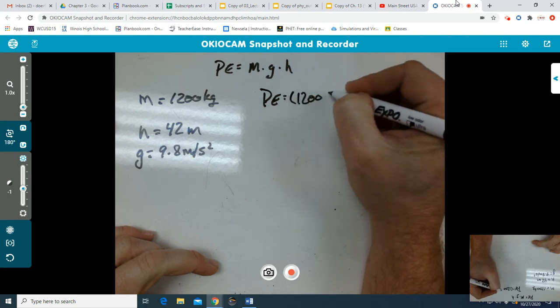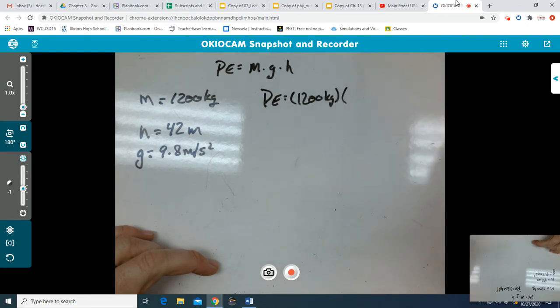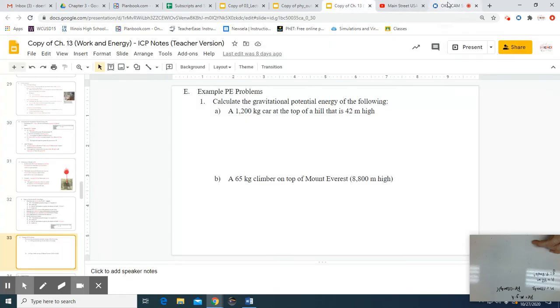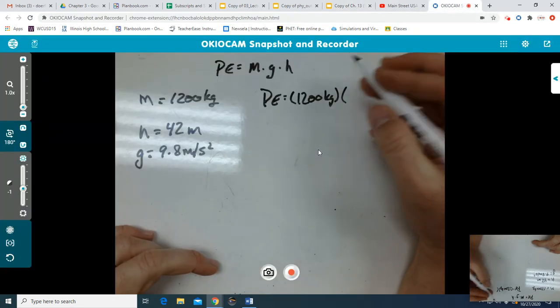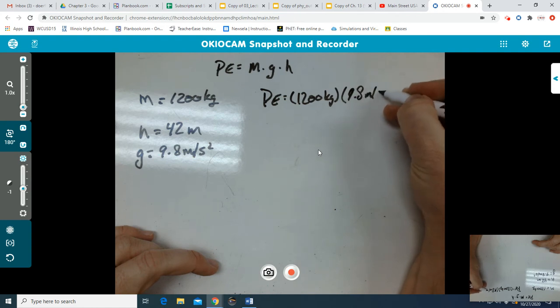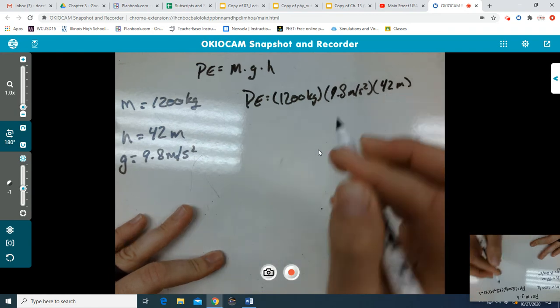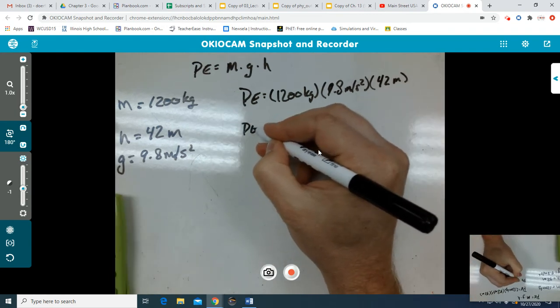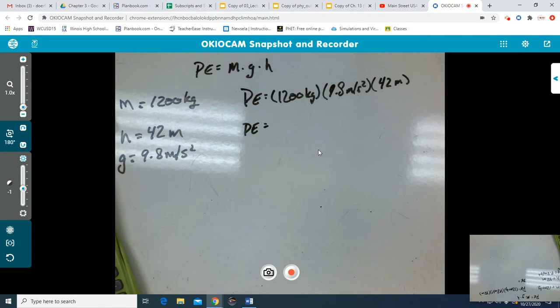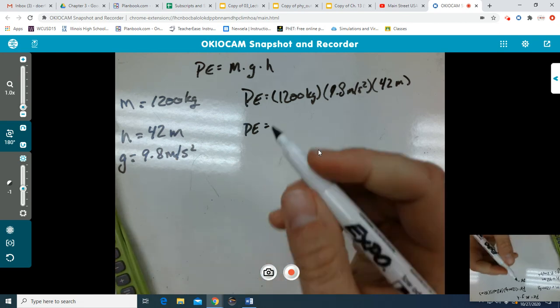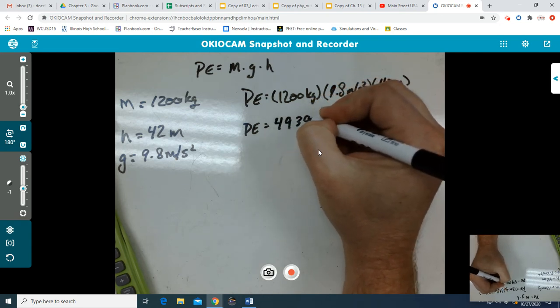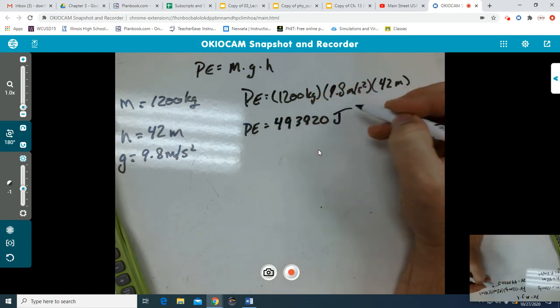Mass of 1,200 kilograms. I'm just going to make sure it's 1,200 and I didn't make a mistake. 1,200, okay. Multiplied by G, 9.8 meters per second squared, and then multiplied by our height of 42 meters. So I'm going to calculate all that. So 1,200 times 9.8 equals, and then take that, multiply it by 42, and you'll get an answer of 493,920 joules.